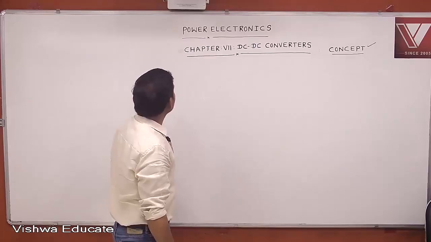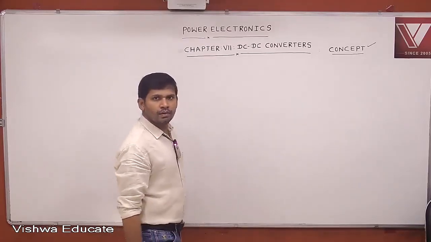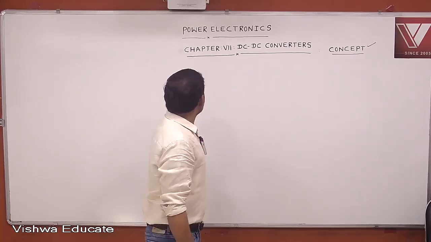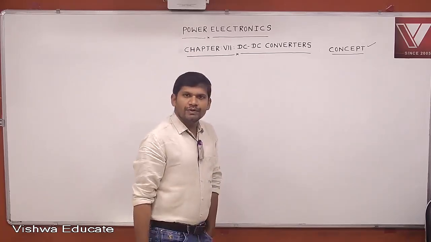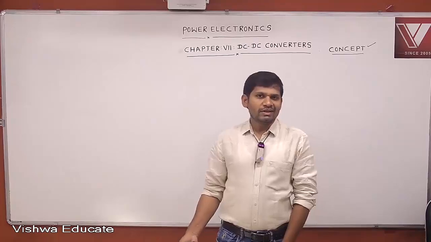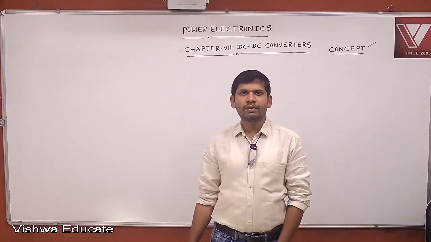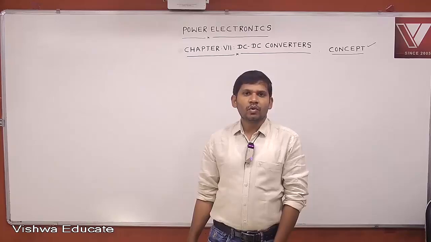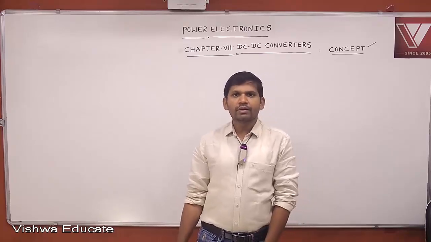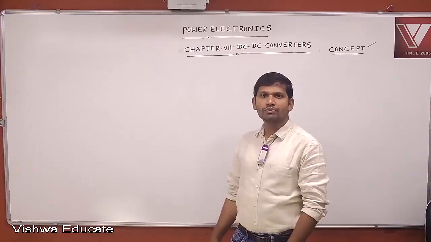Continuation of chapter 7, DC to DC converters. Based on this chapter, in the previous sessions I discussed what the types of choppers are based on output voltage level. I discussed the buck regulator, boost regulator and buck-boost regulator, and I solved some problems also.